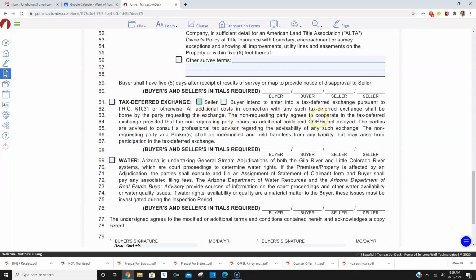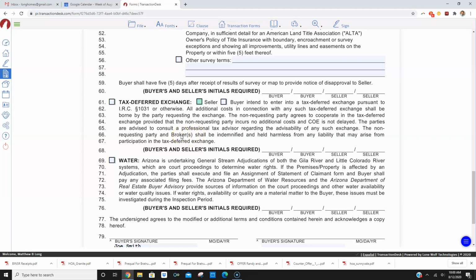The non-requesting party agrees to cooperate in the tax-deferred exchange, provided that the non-requesting party incurs no additional costs and close of escrow is not delayed. The parties are advised to consult a professional tax advisor regarding the advisability of any such exchange. The non-requesting party and brokers shall be indemnified and held harmless from any liability that may arise from participating in the tax-deferred exchange. So 1031 exchanges, that's where you've got an investor who's selling a property.